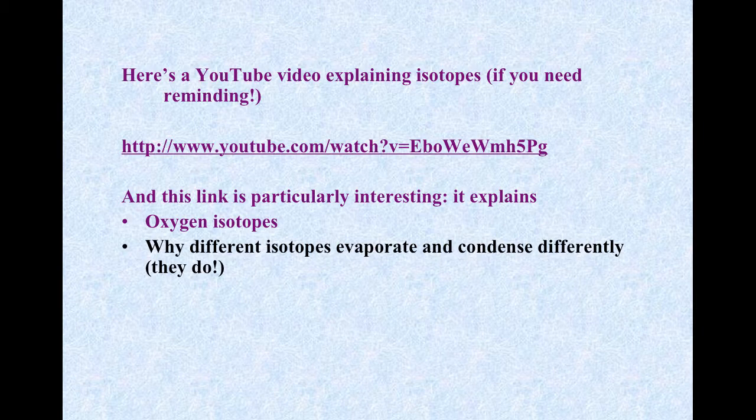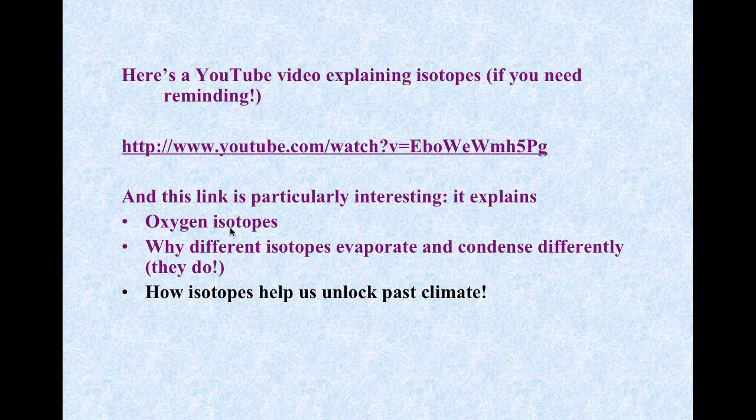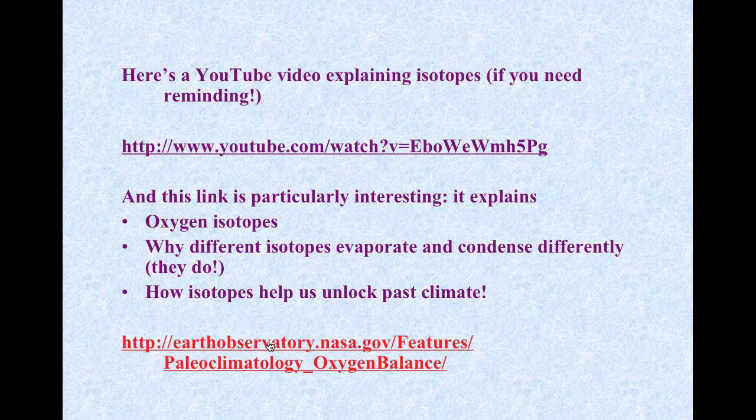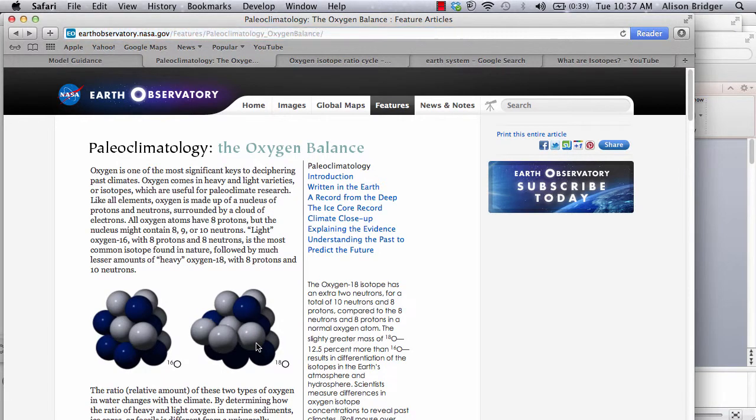And for our purposes in the atmosphere, it turns out that different isotopes preferentially evaporate more easily and condense more easily. Who would have thunk it? And as a result of this link, which I'm going to show you here, we get to understand how isotopes help us unlock past climate. So this is a NASA link, and it looks like this. So this is a little bit of a discussion about a field of study called paleoclimatology, which is the study of ancient climates, and in particular how we can use oxygen isotopes to unwrap the mysteries of ancient climates. And we'll be talking about that a bit more in a minute.